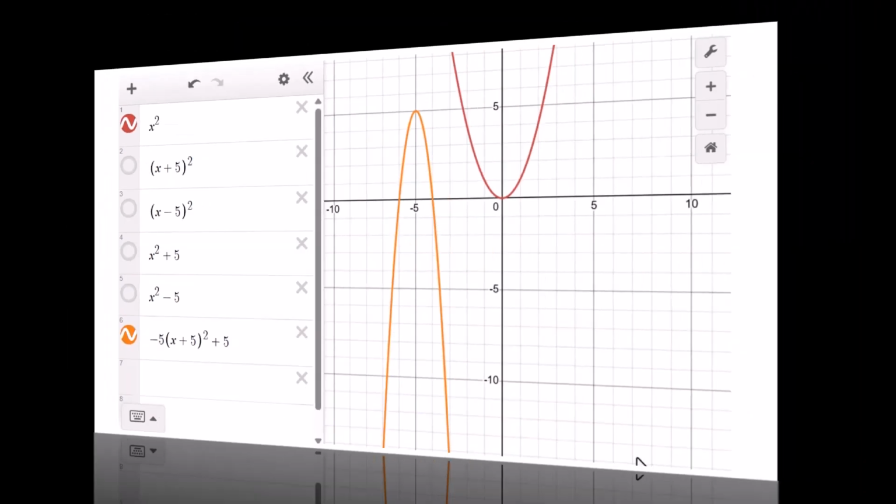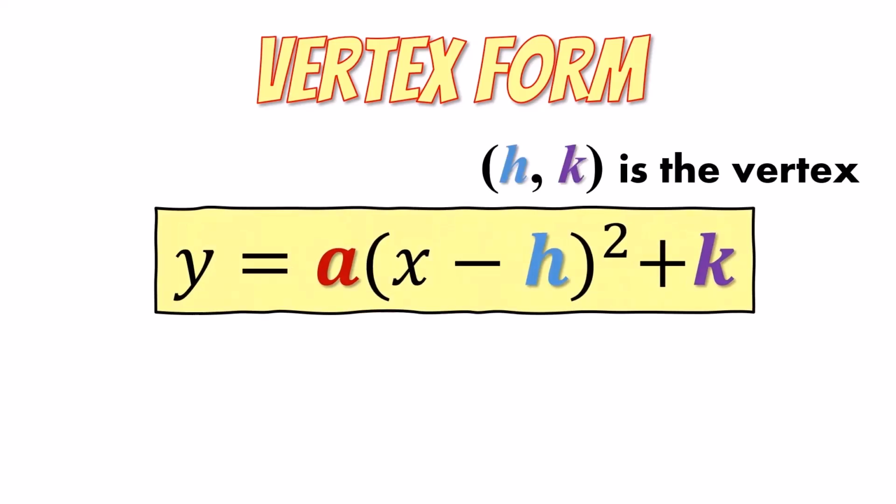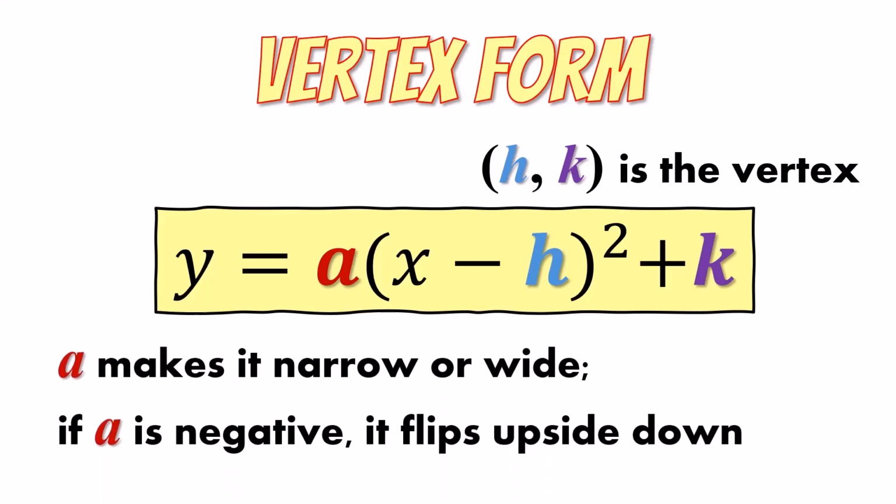Oh, that's super fun. It all ties together in something beautiful called the vertex form of an equation. This is what it looks like. The h and the k are going to be the vertex. If you understand how this works without even graphing, you can look at the equation and go, oh, I see the vertex. And the a, the number that's in front being multiplied, is going to make this thing narrower or wider. If it's negative, it's going to flip it upside down. Let's practice just reading the equation.